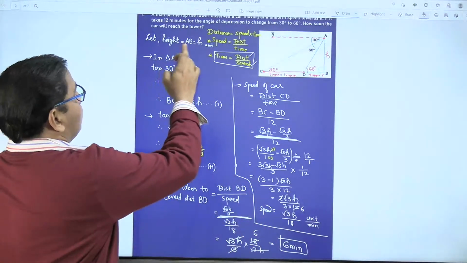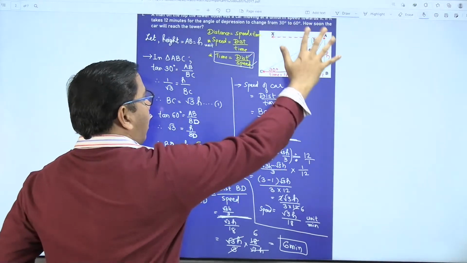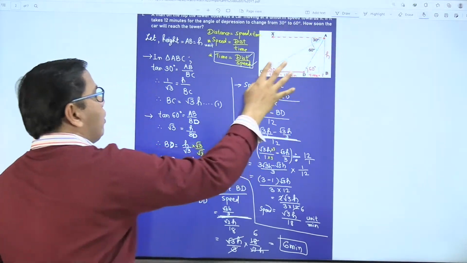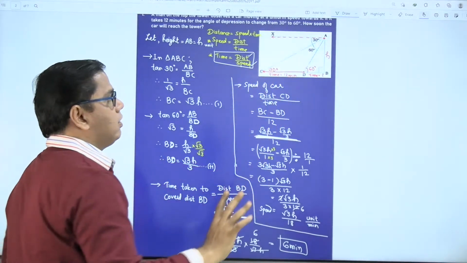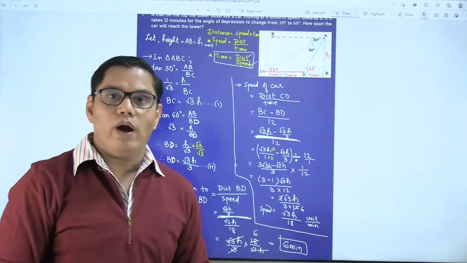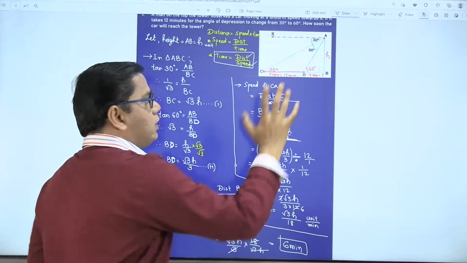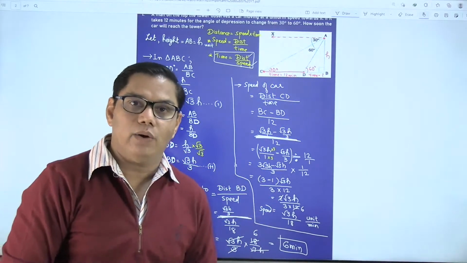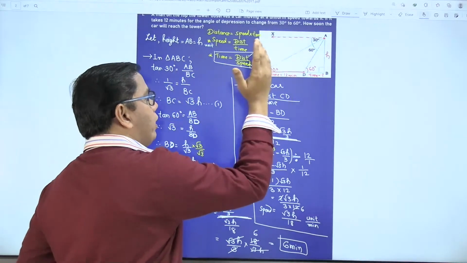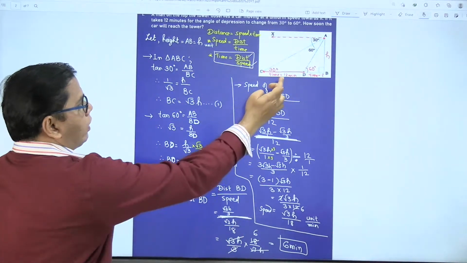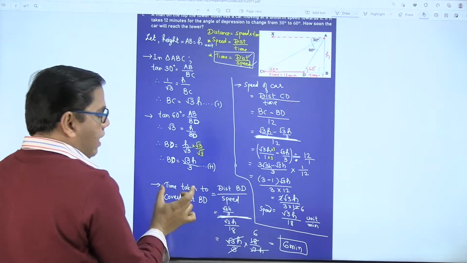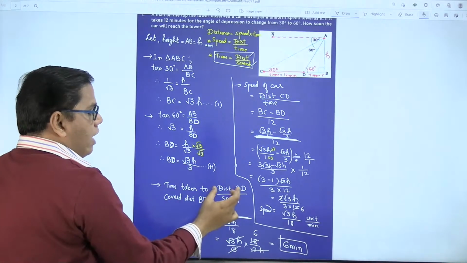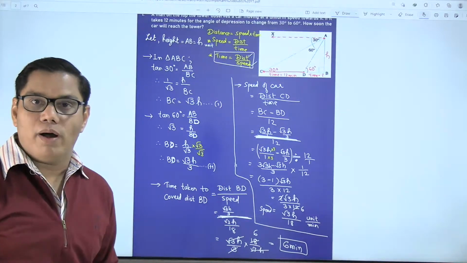So what here? Nothing about the side or the height or distance is given. Only two angles are given, that is 30 and 60 degrees. And what we have to find out? We have to find out time, right? So think in this way, the formula for time. Time taken for a car to reach from point D to point B, that time we have to find out. So the formula for time is distance upon speed.